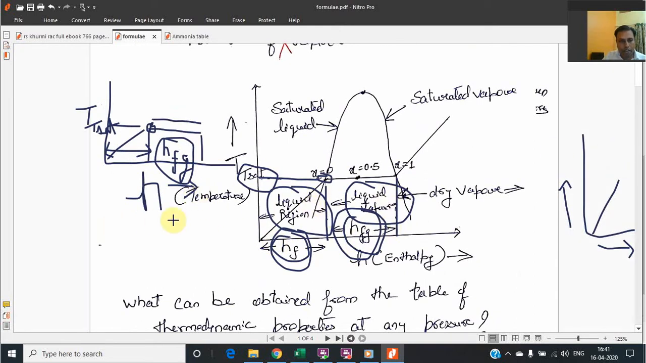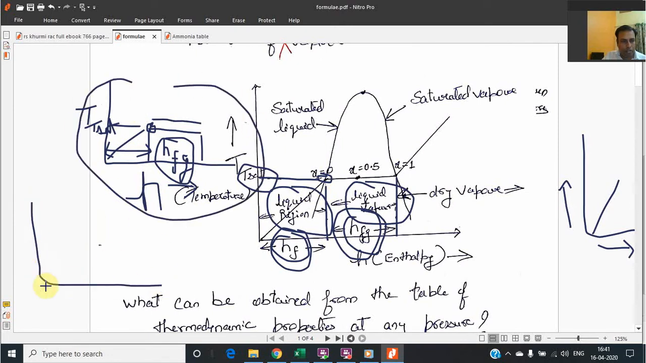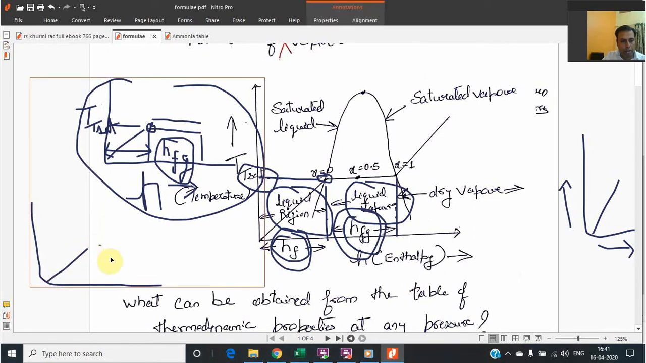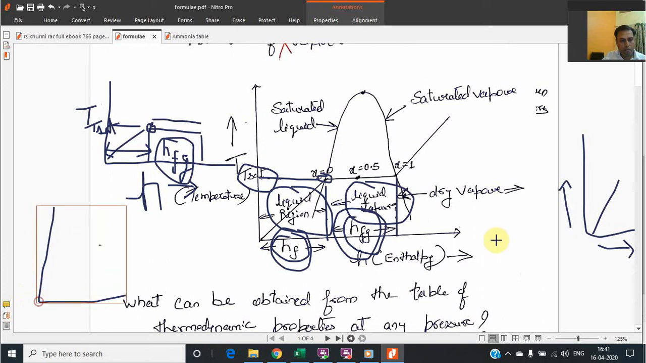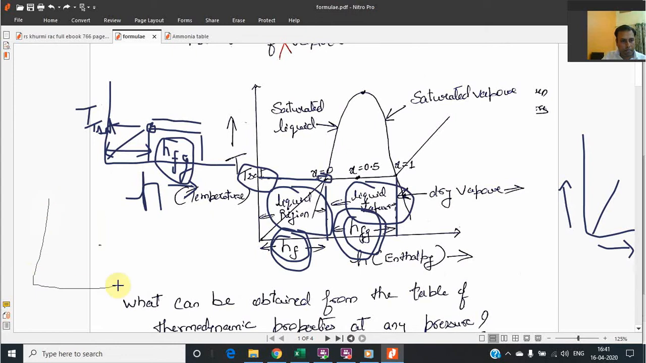Any fluid which is heated, whether it is R12, R13, or the above case of water, will go like this. At 1 bar pressure, if you heat, it will stop at the saturation temperature. Again you will heat, then what will happen?